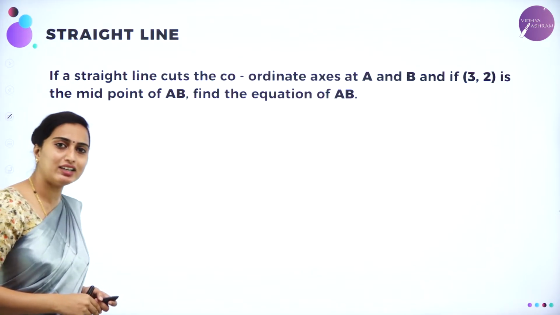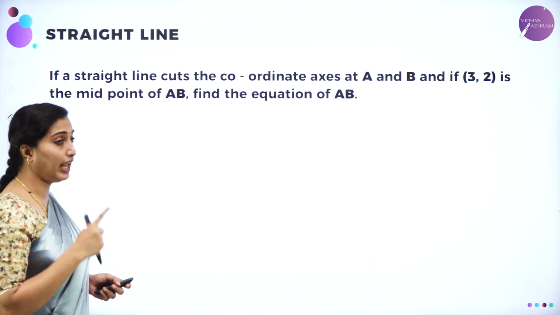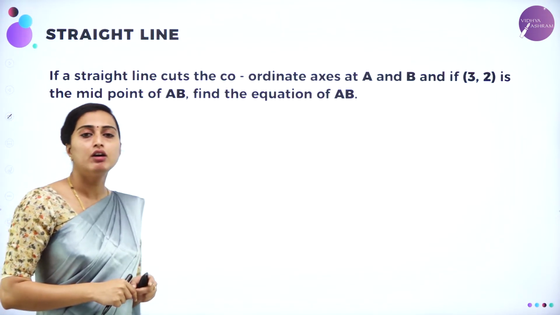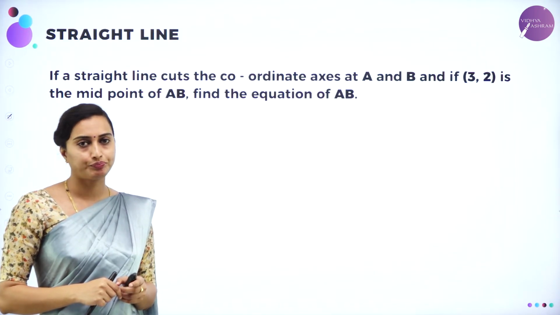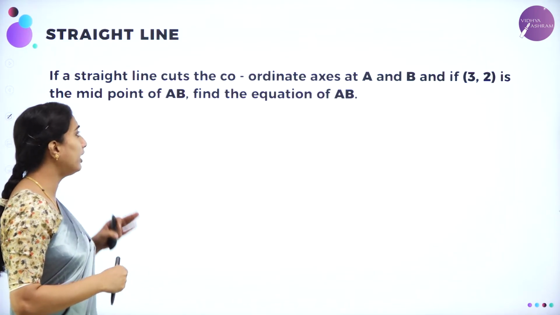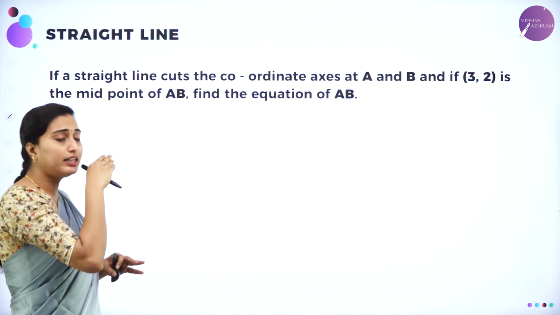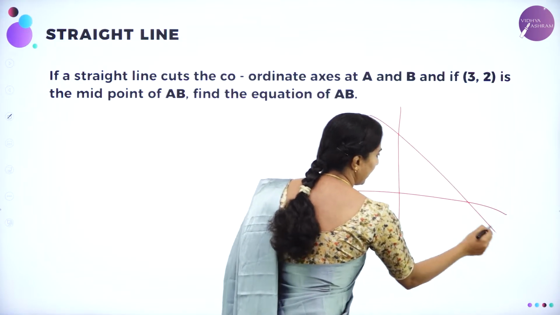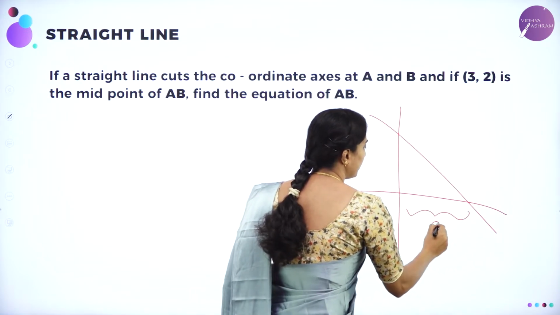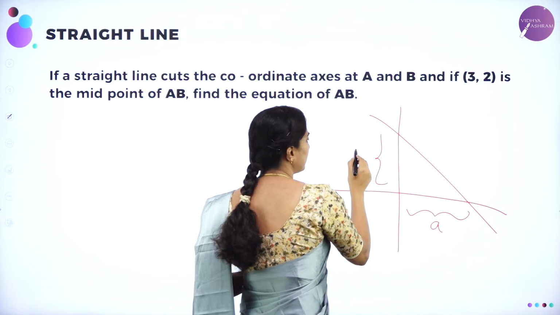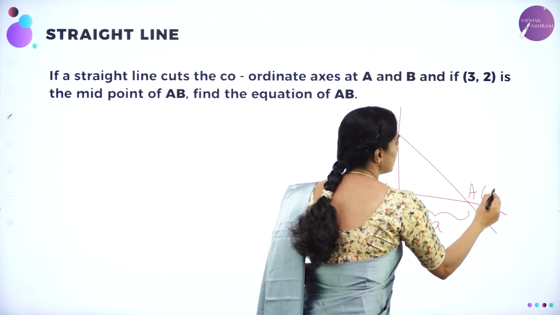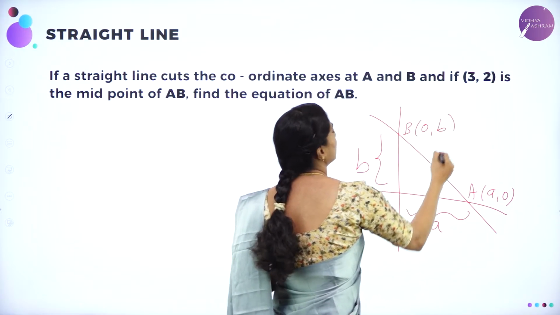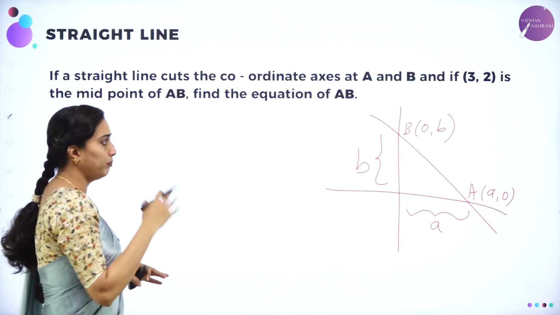If a straight line cuts the coordinate axes at A and B, and 3, 2 is the midpoint of AB, find the equation of AB. So here, if the straight line cuts the axes at A and B, it means intercept form only. Axes at A and B means this is a distance of a units and this is a distance of b units. So here I can take it as a comma 0 because y coordinate is 0. Here I can take it as 0 comma b. Right? And 3 comma 2 is the midpoint of that.